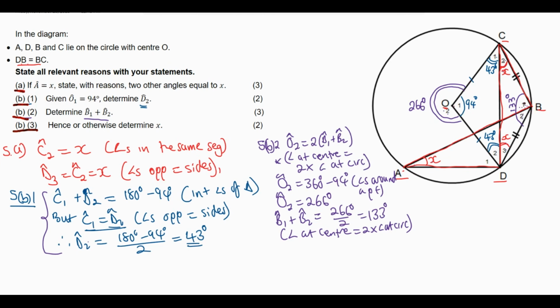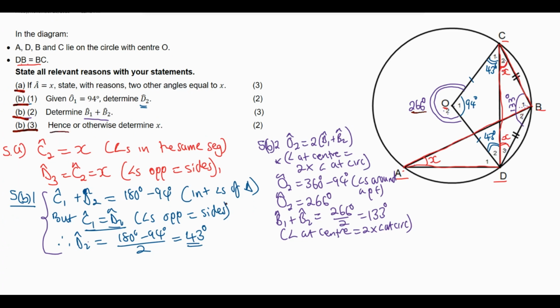And then we found B1 plus B2. We started by finding O2 from the fact that O2 and O1 are angles around a point, meaning that O2 is 266 degrees. And then B1 plus B2 is 133 degrees, which is half of 266. Angle B1 plus B2 is subtended by the arc CD at the circumference, and angle O2 is subtended by the same arc CD at the center. So O2 is 2 times angle B1 plus angle B2 combined.